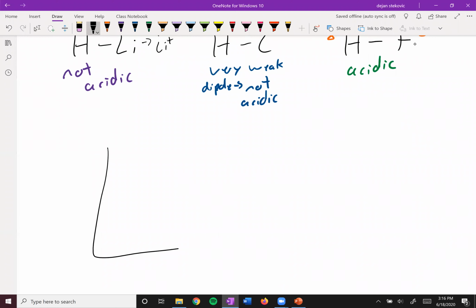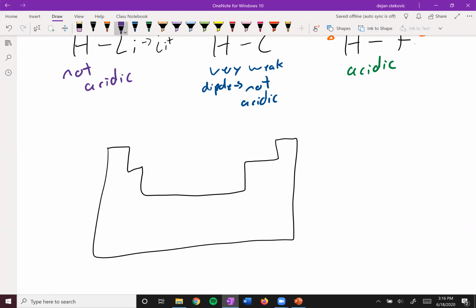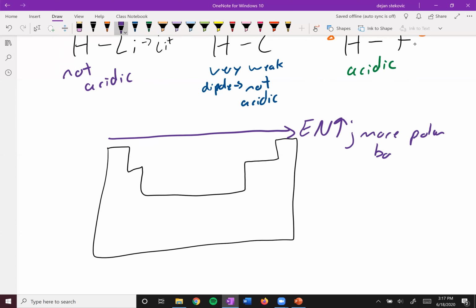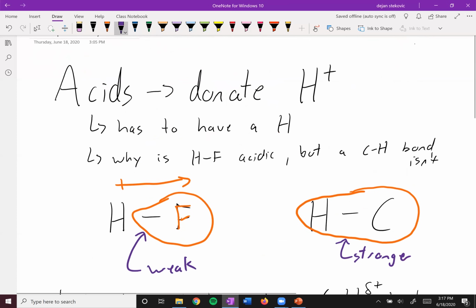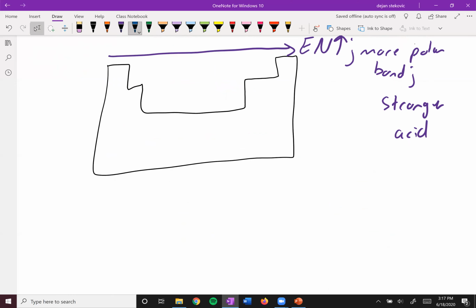So when we take a look at the periodic table, when we go from left to right, we increase the electronegativity, right? And so we make the bond more polar. And so we get a stronger acid, right? And what we're talking about here are binary acids. So it's an H plus one other element.